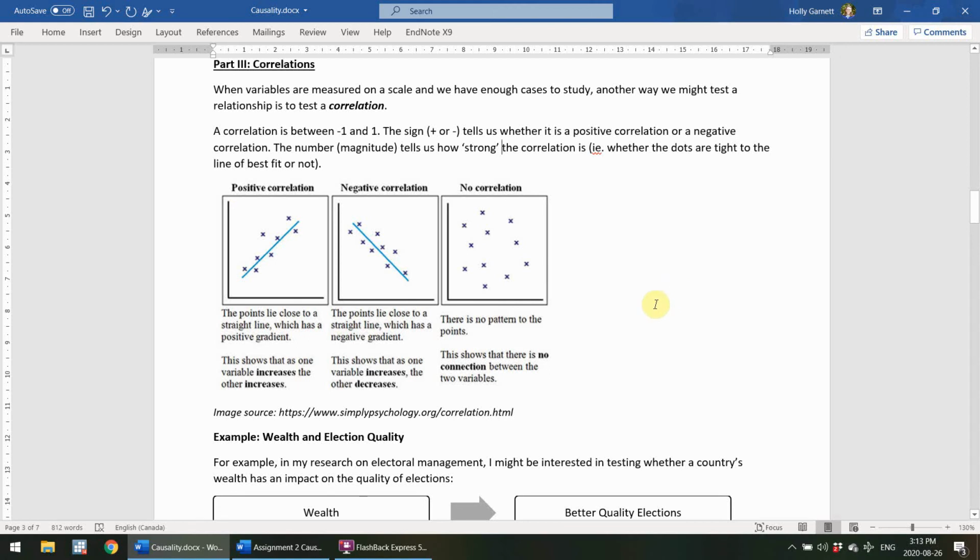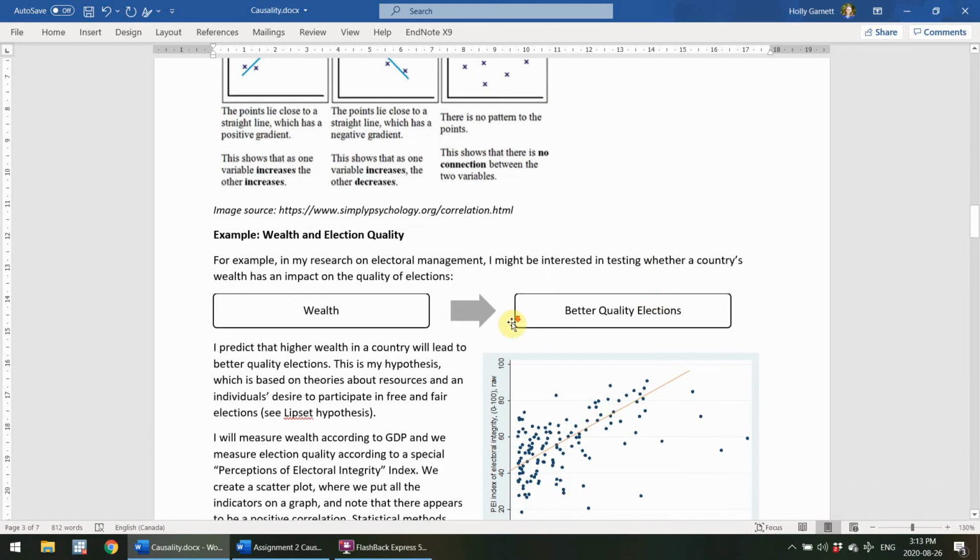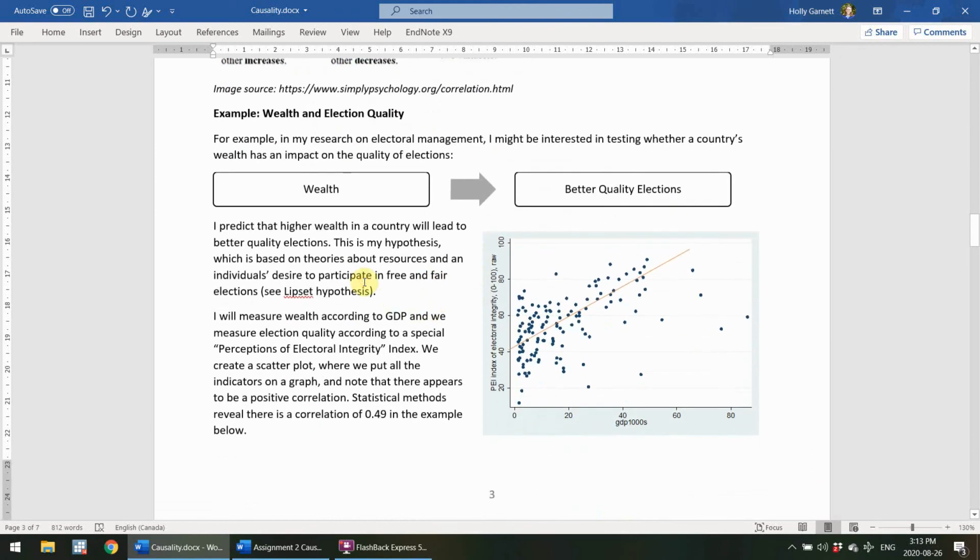So let's give an example that I think might help you understand what we're talking about. In my research in electoral management, I might be interested in testing whether a country's wealth has an impact on the quality of elections. So I make a hypothesis. I predict that higher wealth in a country will lead to better quality elections. It's based on theories about resources and individuals' desire to participate in free and fair elections.